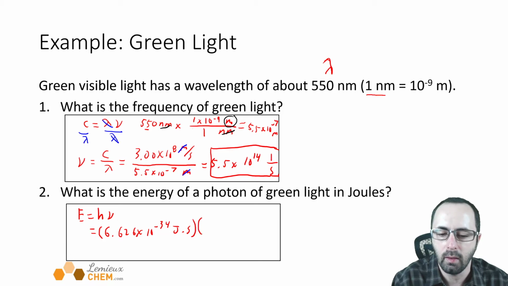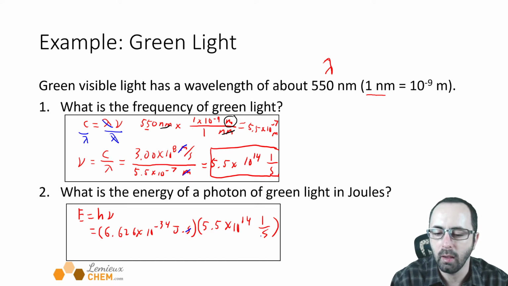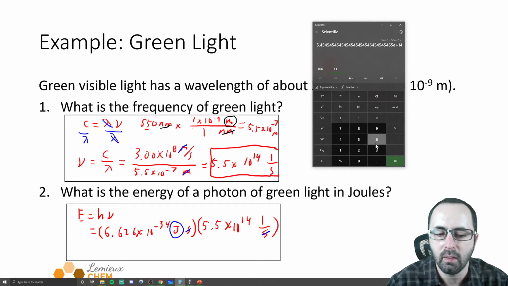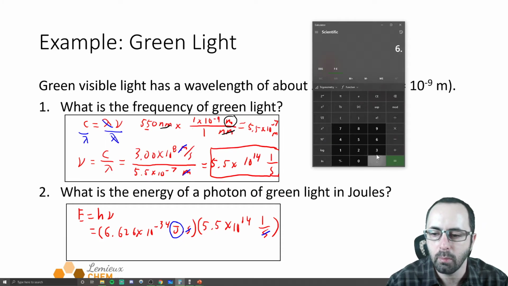And our frequency is 5.5 times 10 to the 14th 1/seconds. So in terms of units, our units here are seconds on the top, divided by seconds, so those cancel. And all we have left for units is joules, which is what we wanted. So we just have to plug this into our calculator now. 6.626 times 10 to the minus 34, make sure that's minus, times 5.5 times 10 to the 14.